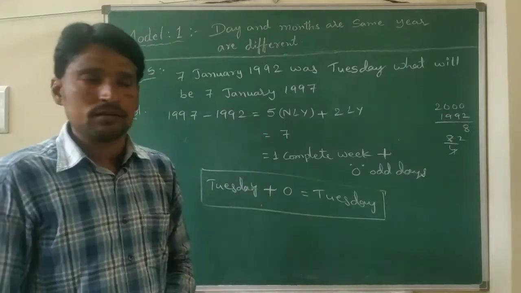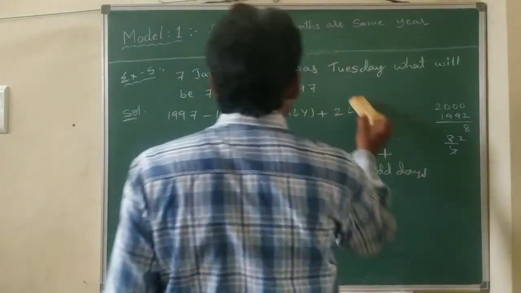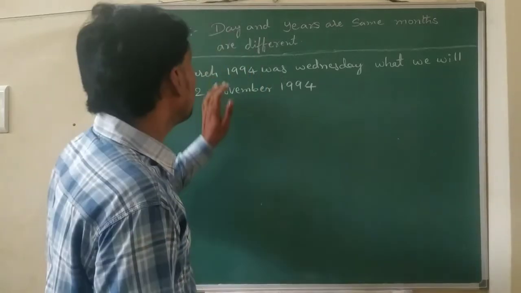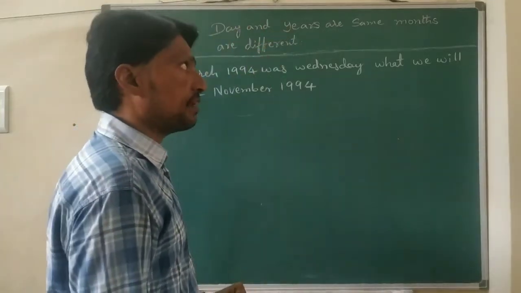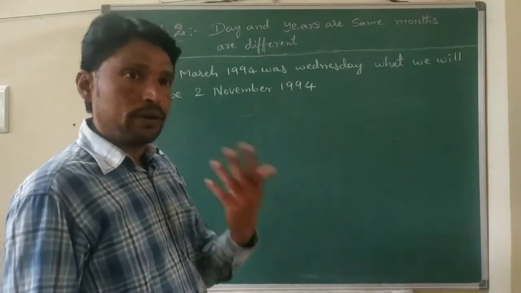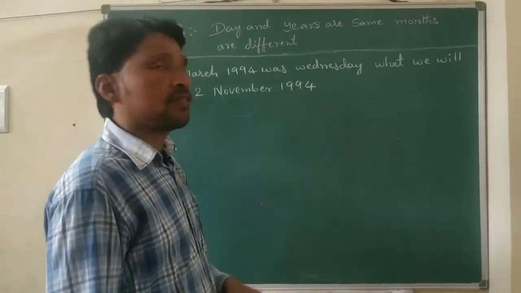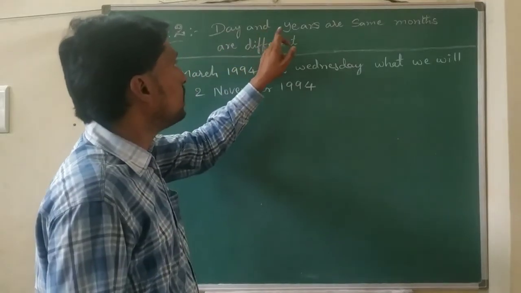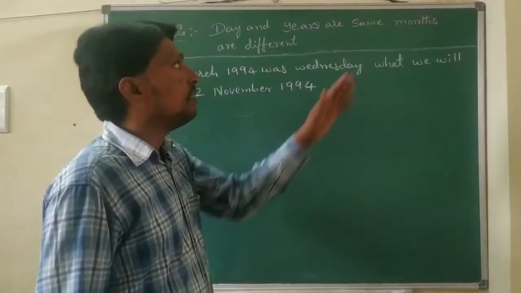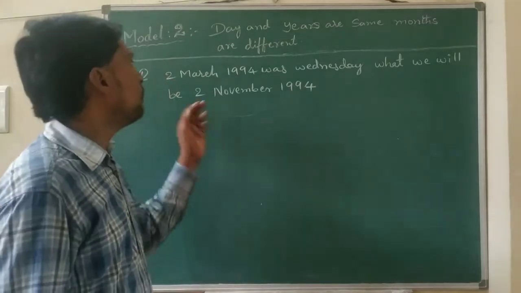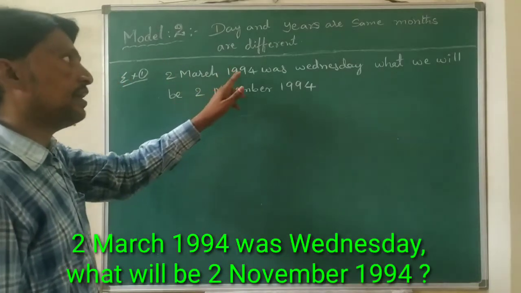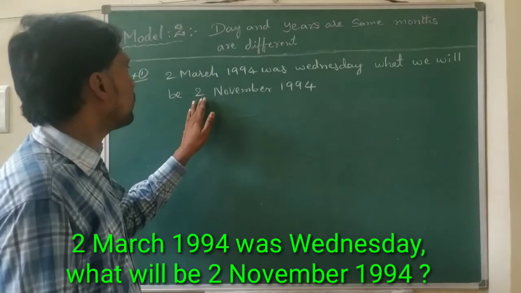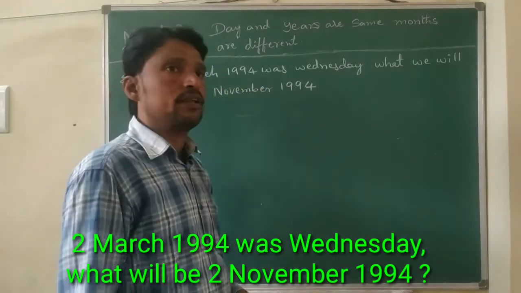Next, one more model. This is model number 2: day and years are same, months are different. Previously, day and months were same and years were different. Here, day and years are same, months are different. See one example. 2nd March 1994 was Wednesday. What will be 2nd November 1994?